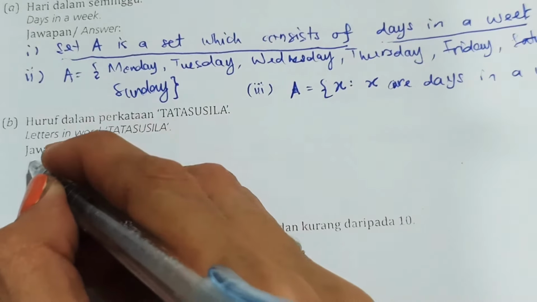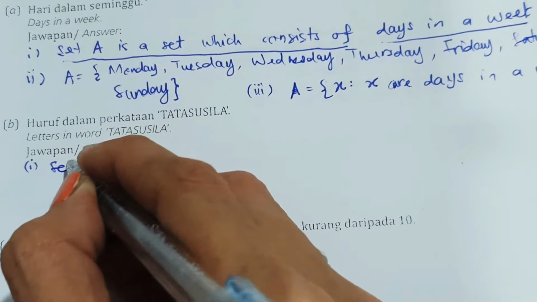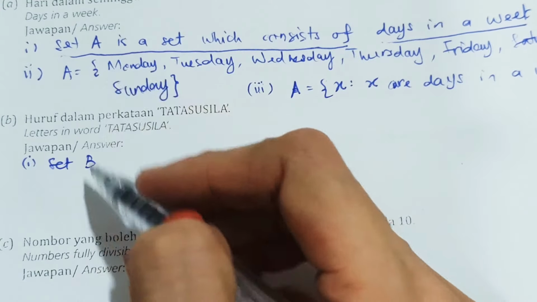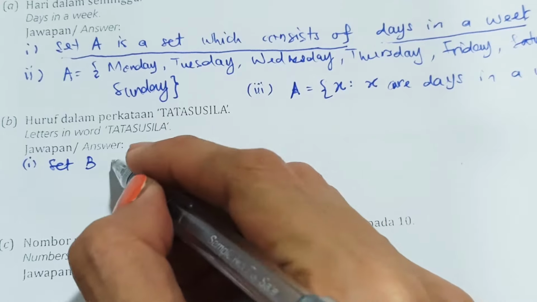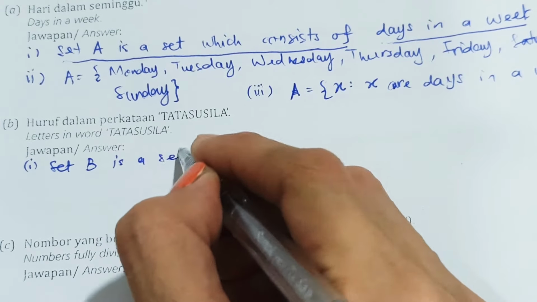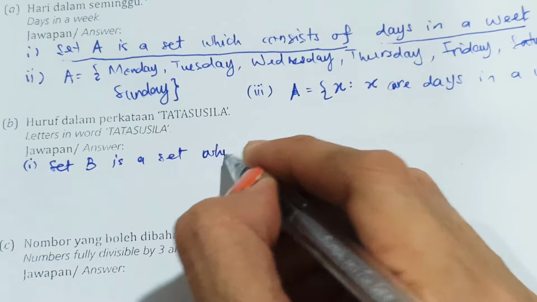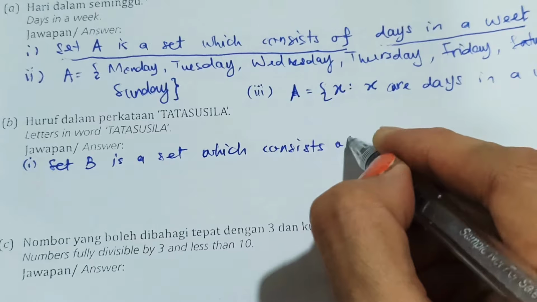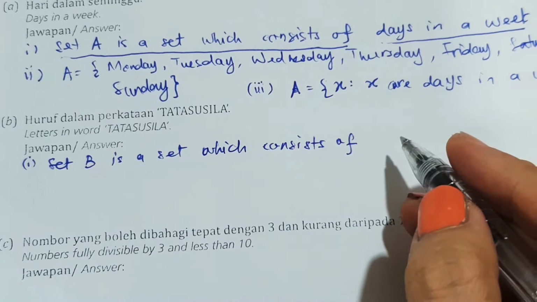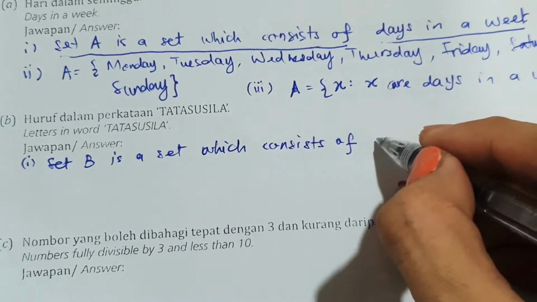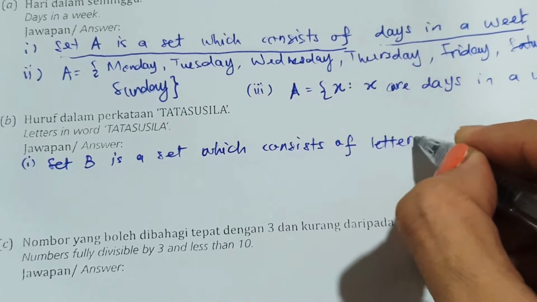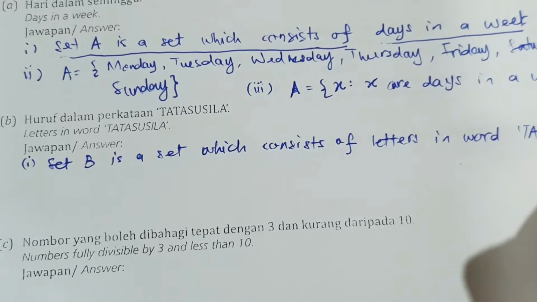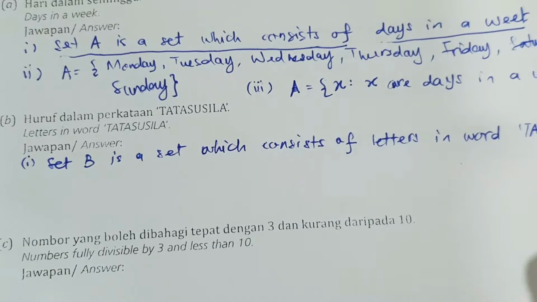So part 1, let's name it as set B. You can name any letter as long as it's a capital letter. Set B is a set which consists of, then the rest copy from the requirement in the question. Letters in the word "tata susila".